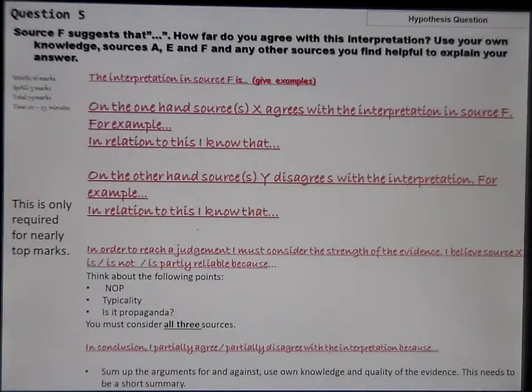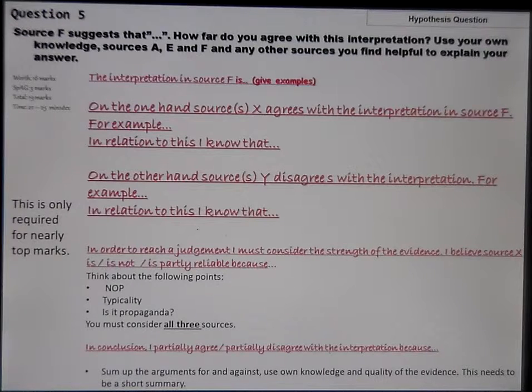Now, the first thing you need to do is go to source F and state what the interpretation is. So find some evidence to back up what they're saying. So you need specific examples. And then you're doing a two-handed approach. So on the one hand, source, whatever it is, agrees.